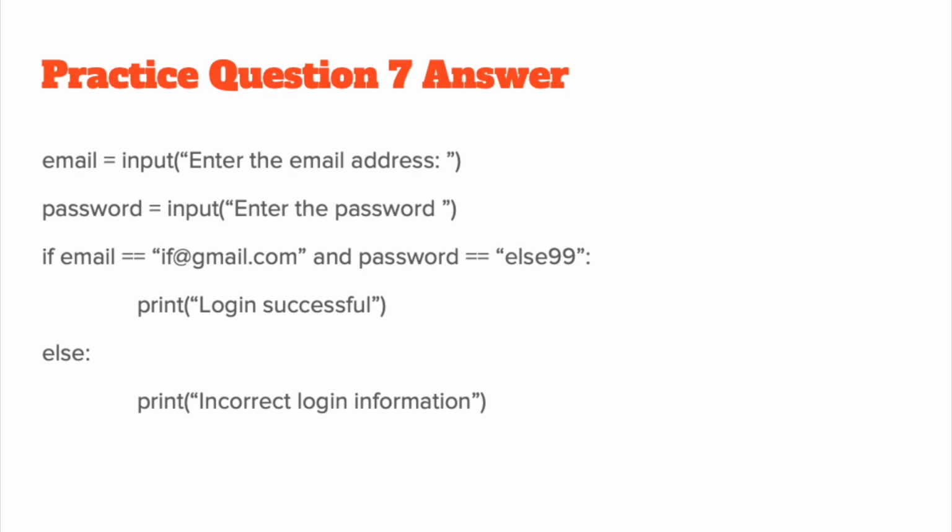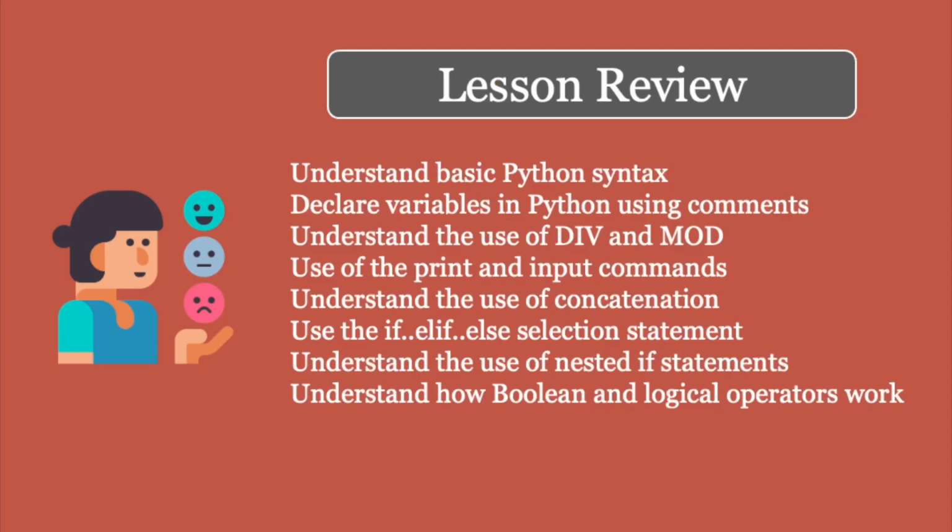You could use a nested if here as well. If email is equal to if@gmail.com, and then a nested if statement saying if password is equal to else99, then print login successful, else print incorrect login information. That's also possible. With that, we draw this lesson to a close.